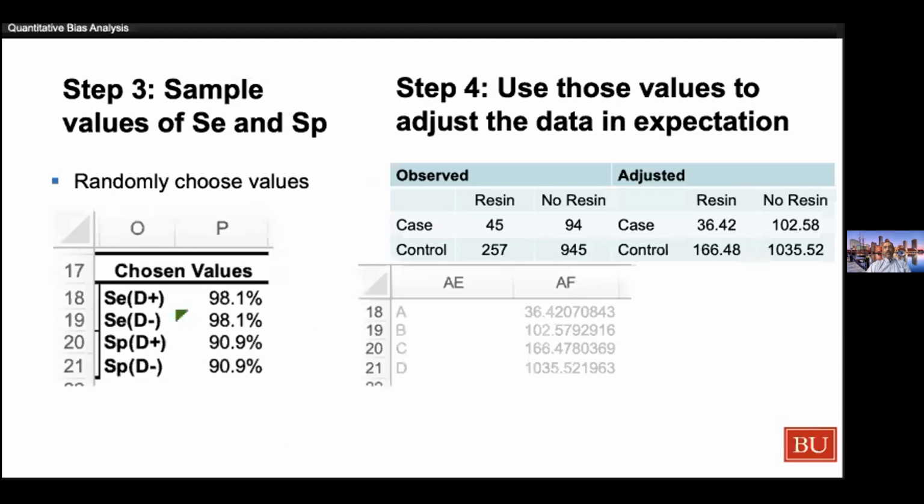It then uses those sampled values to adjust the observed data, assuming that those are the correct values. So it takes the observed data. This is a different data set, so you can ignore the labels. That's why the labels were wrong in the previous one. It takes the observed data, applies these values of sensitivity and specificity, and gets these adjusted values. And in the spreadsheet, they look like this.